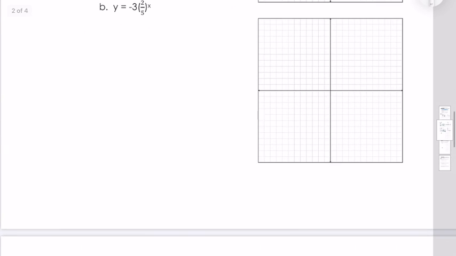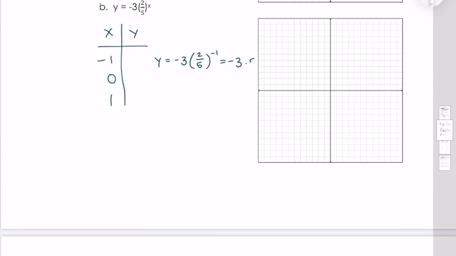All right, this next one, the graph is going to look slightly different, but we are not going to do anything different in our steps. So plug in -1, 0, and 1 for your x. -1 flips that fraction to be 5/2. And then when you multiply, you go straight across. So -3 times 5, and -3 is the same as -3/1. So 1 times 2 is 2. And then -15/2 is a hard number to graph, so I recommend putting it in a decimal form to be -7.5.